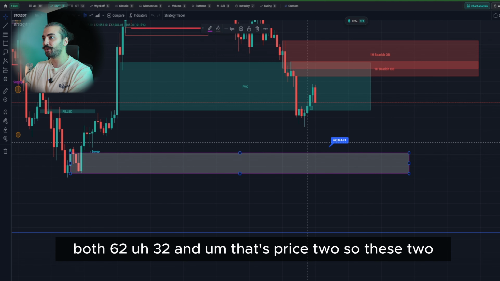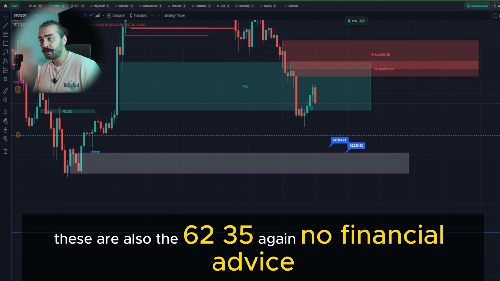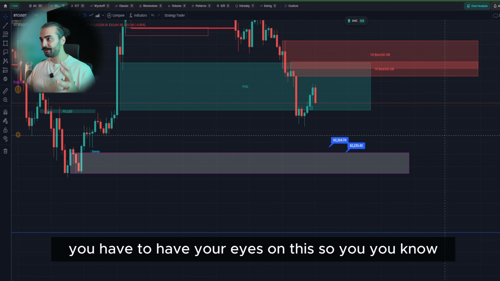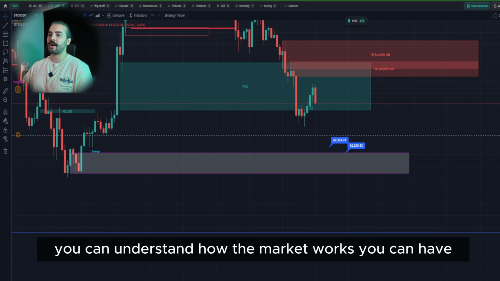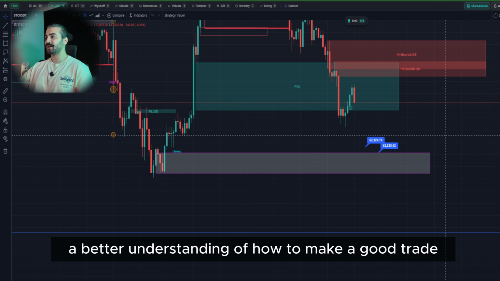both 62,32 and this price too. So these are also the 62,35. Again, not financial advice. Please do not open any long positions. All I'm saying is that you have to have your eyes on this, so you can understand how the market works. You can have a better understanding of how to make a good trade.